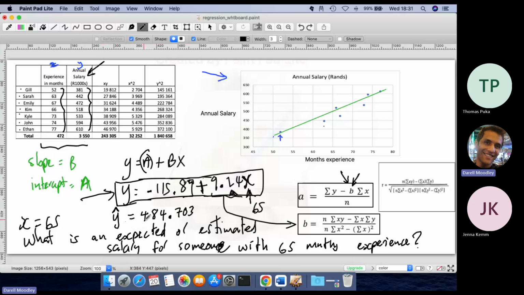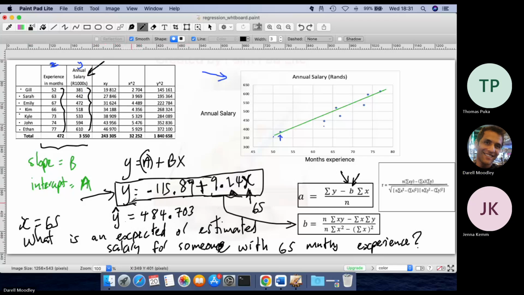Okay, so we don't expect this person to just make 484. We need to convert it back to the original units because we're saying the annual salary in thousands. So let's look at Jill, right? Her salary can't be 381 rands per year. That just doesn't make sense, right? So it's in thousands. So Jill's salary is 381,000.